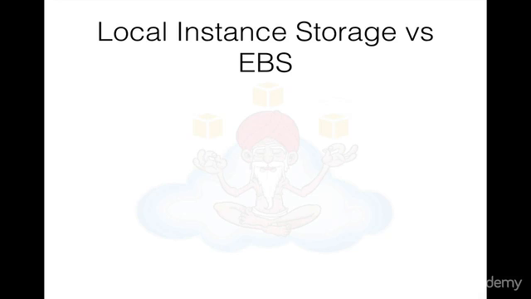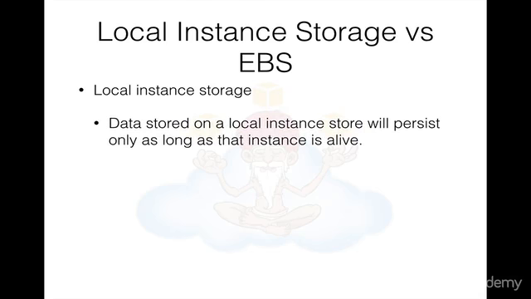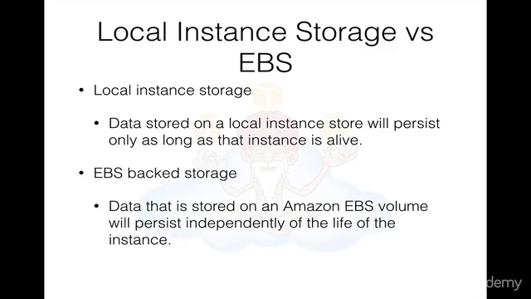We'll look at the different types of storage options for EC2. So you've got your local instance storage, and then you've got EBS. Local instance storage used to be by default what you would get before EBS was invented, and that's basically where data is stored on a local instance store, and it will only persist as long as that instance is alive. So as soon as you terminate that instance, you lose all the data on that virtual hard drive. Then came along EBS-backed storage, and that's basically the default now that everybody uses. So this is data that's stored on Amazon's EBS volumes, and it persists independently for the life of the instance.